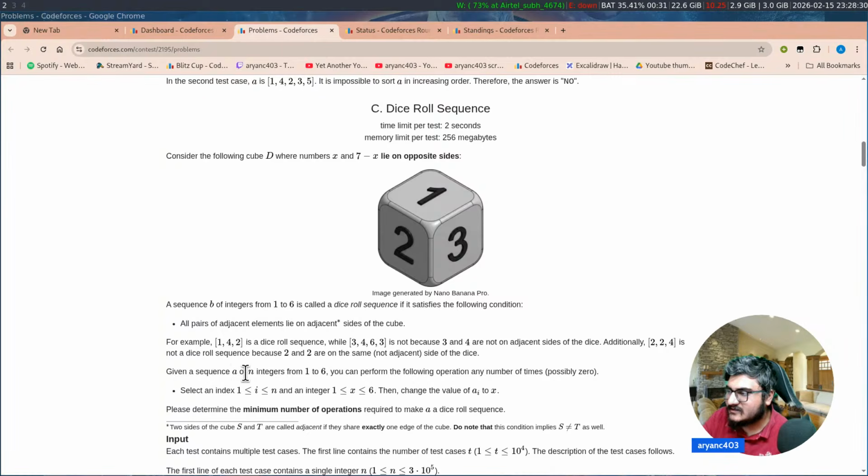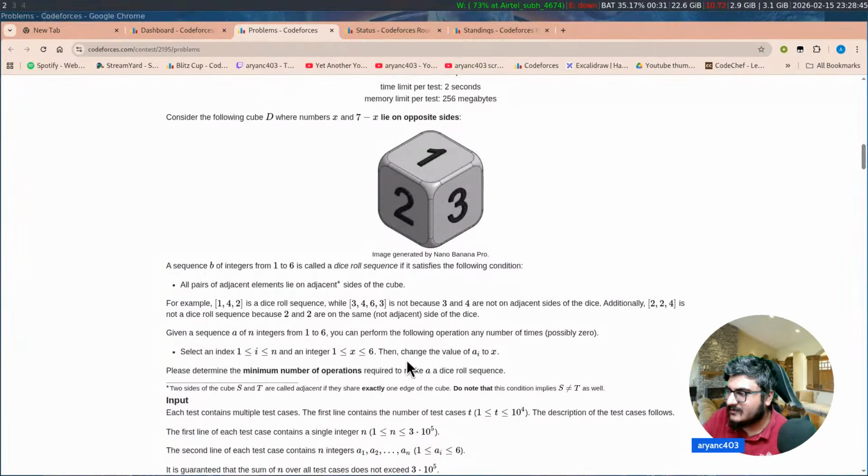Given a sequence A of n integers from 1 to 6, you can perform the following operation any number of times, possibly 0. Select an index i and an integer x and then change the value of a_i to x. Please determine the minimum number of operations required to make a die roll sequence. Any questions, anyone, on the problem statement itself? What is the problem asking us to do, before we jump on to the solutions here?